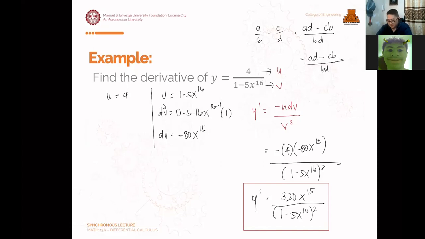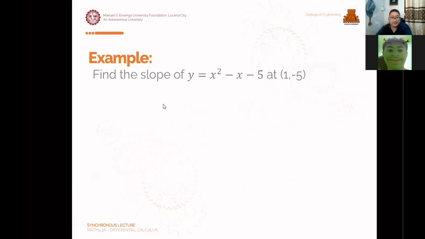Okay, for our last problem, we have this one. Find the slope of y is equals to x squared minus x minus 5 at 1, negative 5. Okay? So ngayon, pinapahanap yung slope. Ngayon, baka mamaya bigla kang mataranta. Slope daw yung slope. So again, please remember na si derivative ay equals kay slope.